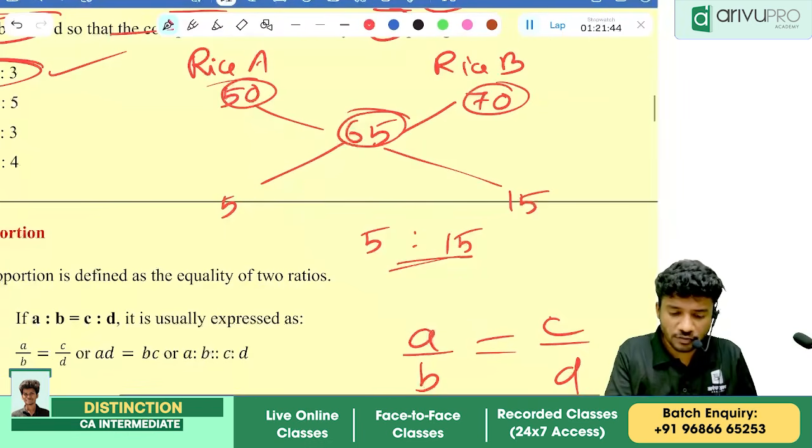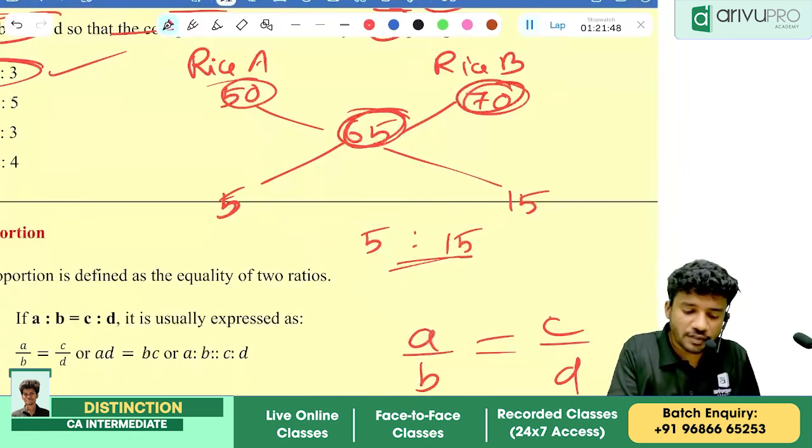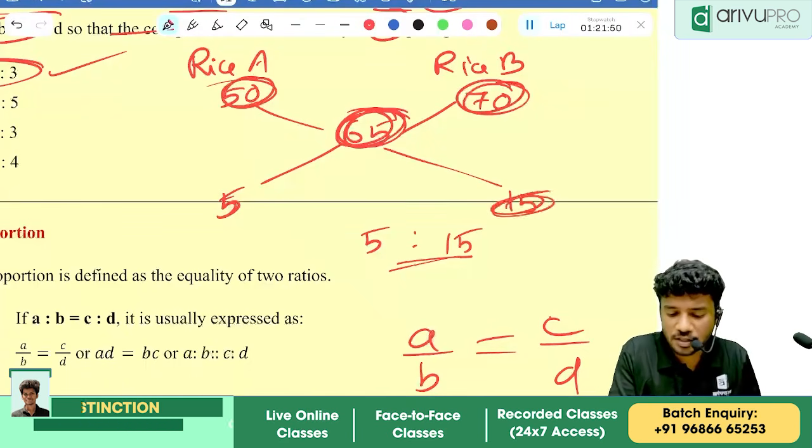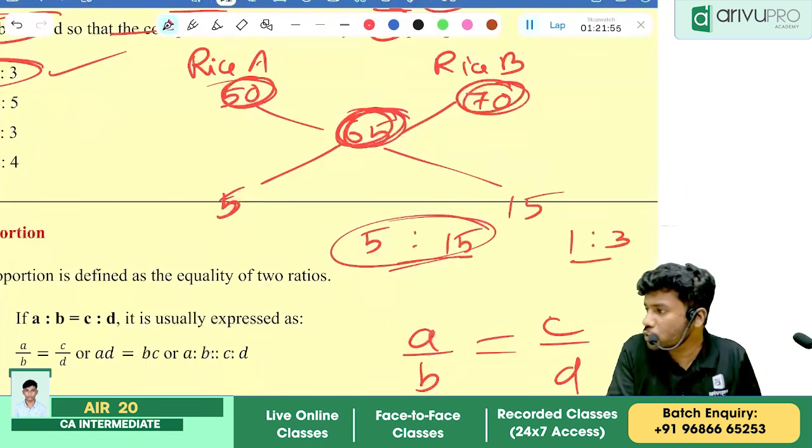So how did it become 5 is to 15? 70 minus 65 is how much? 5. Then 65 minus 50 is how much? 15. That's how it became 5 is to 15. That is nothing but 1 is to 3.